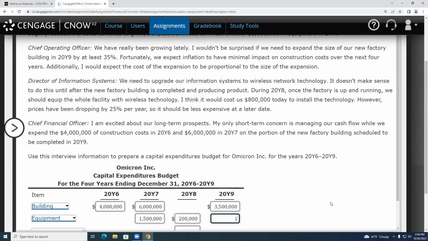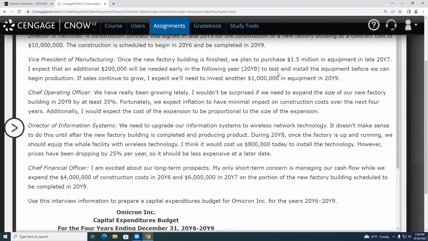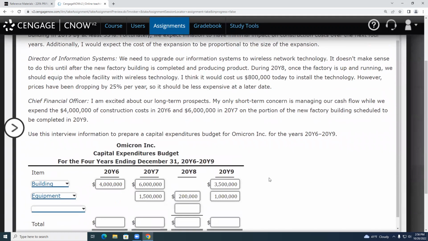If you are wondering why the installation costs, the test and install, why is that considered a capital expenditure? Well, that is part of the cost of getting the equipment in place, up and running, ready for its intended purpose. And so that actually does become part of the cost of the asset on our balance sheet. That $200,000 also will get depreciated over the life of the equipment.